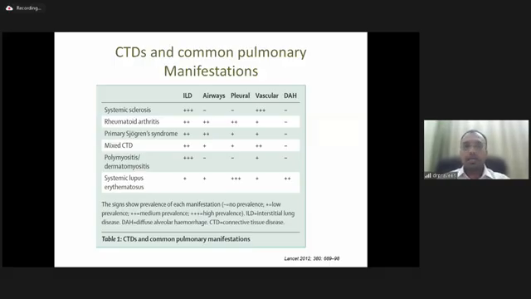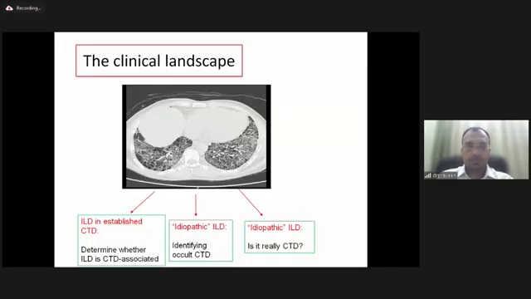Mixed connective tissue disease has parenchymal as well as vascular involvement. Polymyositis has a primary parenchymal, interstitial involvement. SLE has a lot of pleural as well as vascular involvement, and it can present with DAH. So all these are various manifestations. Unless we know that, if a patient presents like this, we need to correlate it with the specific phenotype that we see in this patient and come to a diagnosis.